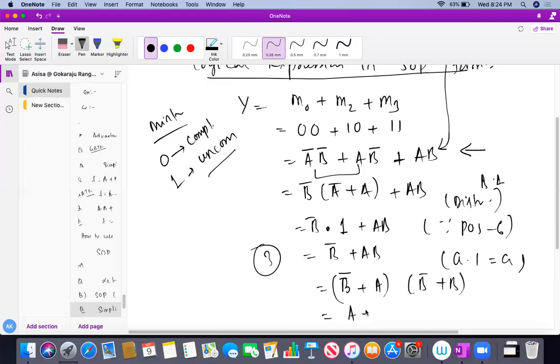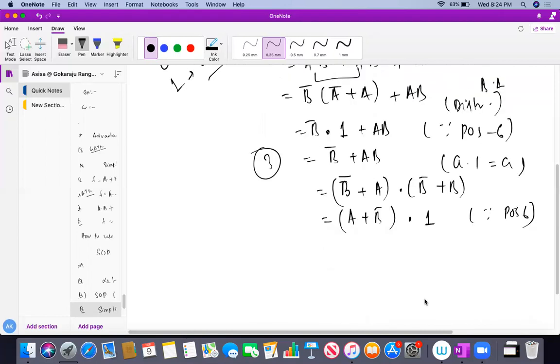I can write down A or B bar by applying the commutative law, and this will be B or B bar, which is nothing else, my 1. So this will be again postulate number 6, existence of complement. Then finally A or B bar and 1 is A or B bar. So this will be my A and 1 is A, postulate number 2.